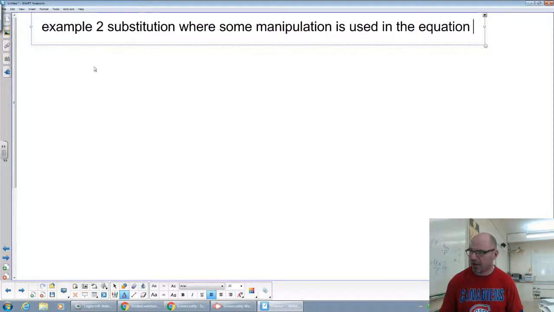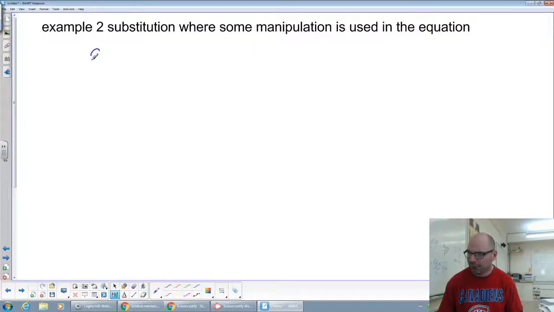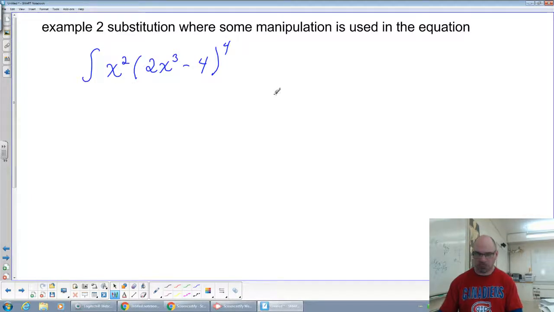So let's say we have the integral of x squared times 2x cubed minus 4 to the 4th power. So we know we can't just integrate that, there's no product rule or anything like that. We need dx. Okay, so we want to do that.